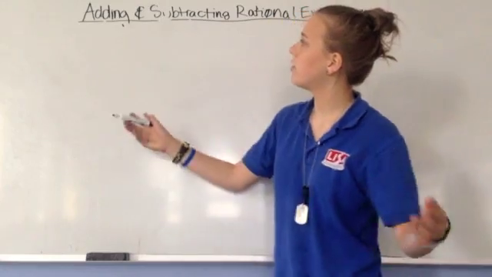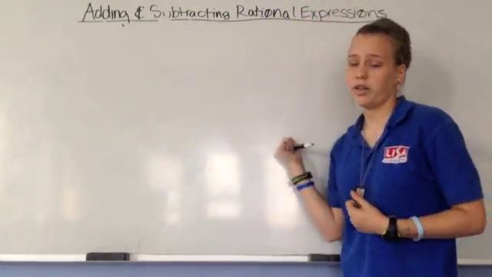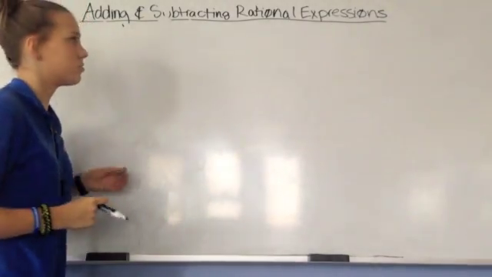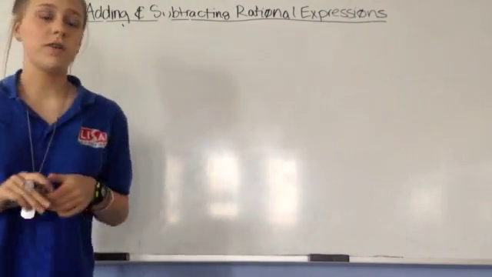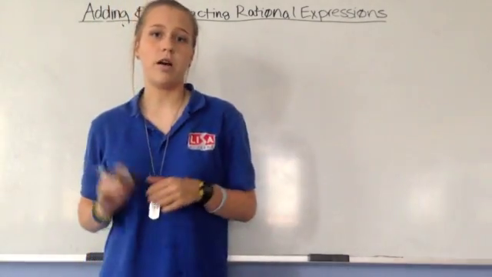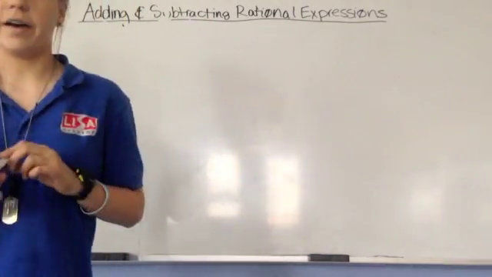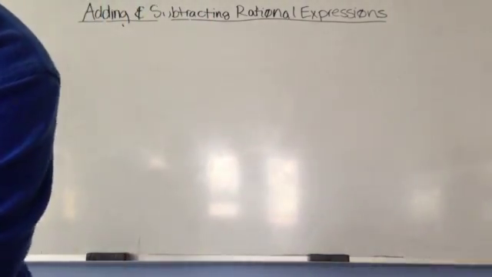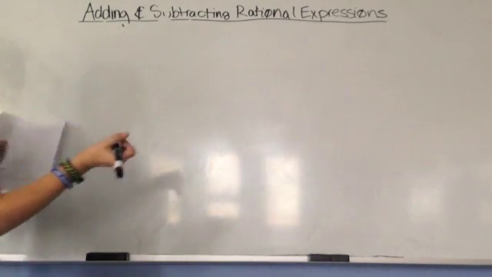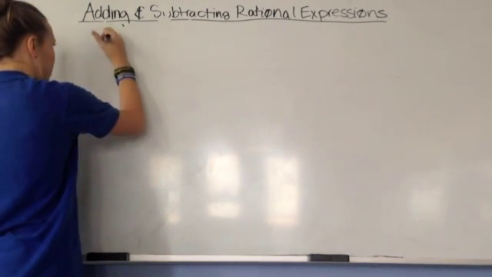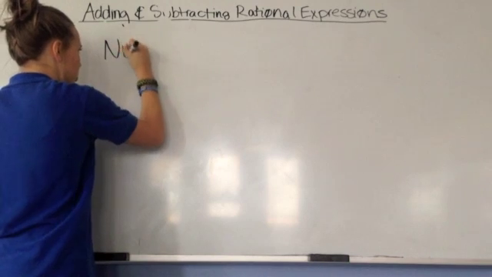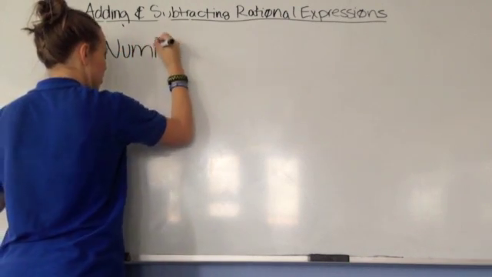Today I will be going over adding and subtracting rational expressions. In order to add or subtract rational expressions, you must first find the least common multiple of the denominator. And in order to do that, you will factor the denominator. So to make this a little bit easier, I'm first going to do a numbers example, just so you can understand the gist of what I mean.